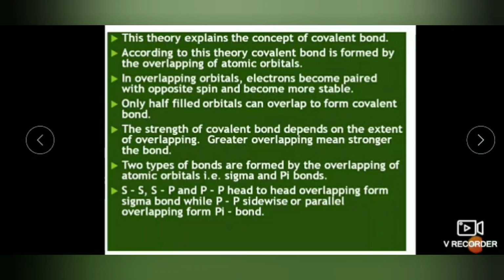Next postulate: only half-filled atomic orbitals can overlap to form a covalent bond. Half-filled means it must contain a single electron. So only those will form the covalent bond. The strength of the covalent bond depends on the extent of overlapping.